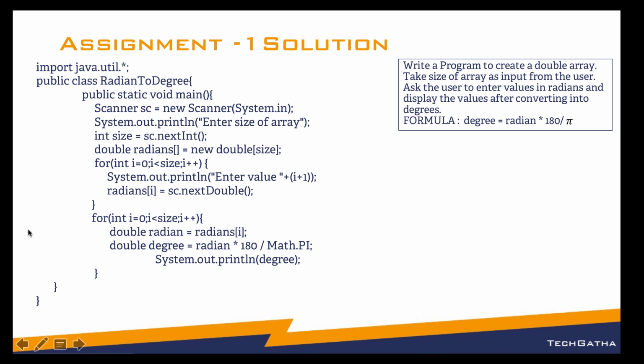Once we have taken the input from the user, we again start the loop, again from 0 to size. I take the first value, so radians of I gives me the first double value in the array. I take that value, apply the formula, calculate into degrees and display that. And you just go on till the length of the array.